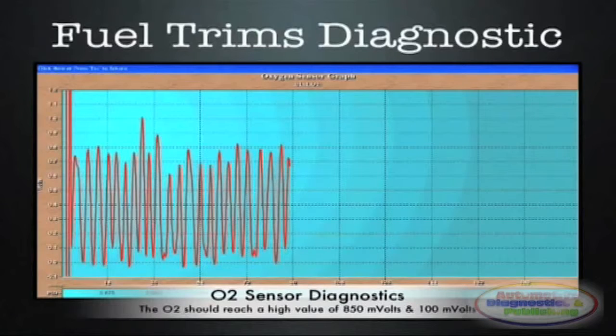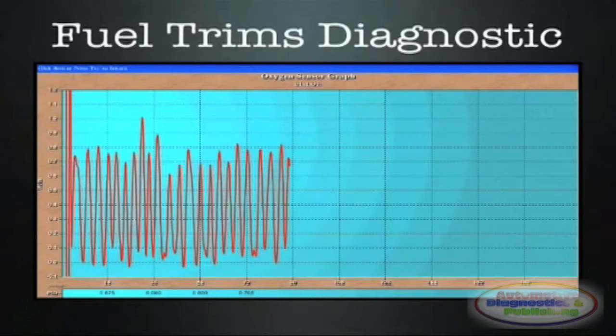Anything under 0.7 volts or over 0.2 volts is not good. A sluggish O2 sensor will skew the fuel trims and make you believe that there is another problem, when in fact it is the O2 sensor.